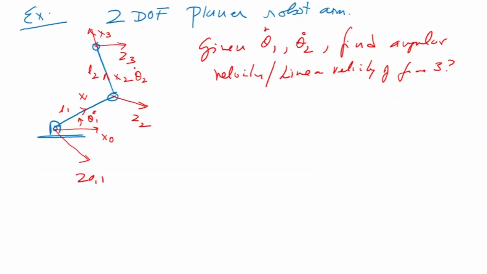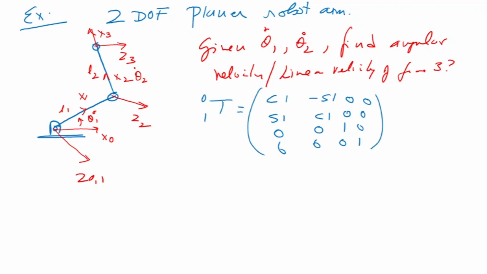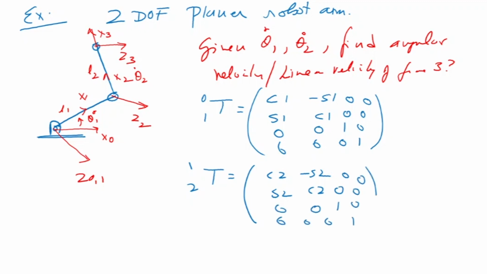Now here we also need to observe the rotation matrices. The first transformation matrix, T01, is a rotation about Z with cos 1, minus sine 1, sine 1, cos 1, 0 0 1, and zeros for translation. The second transformation matrix, T12, is given by cos 2, minus sine 2, sine 2, cos 2, 0 0 1, and there is a link length L1 here.